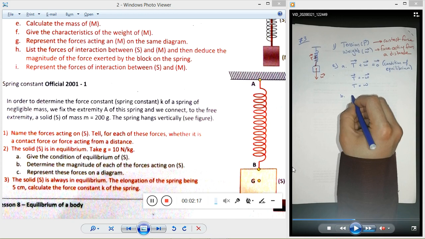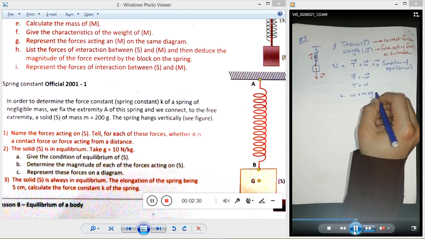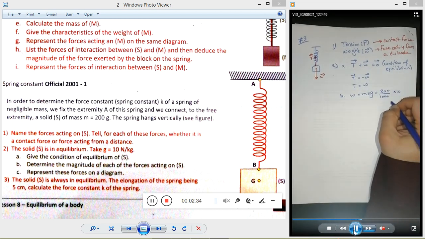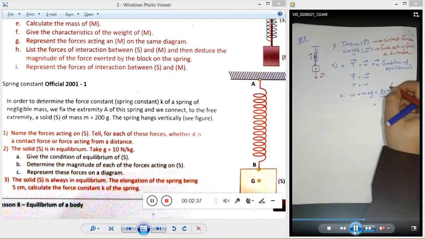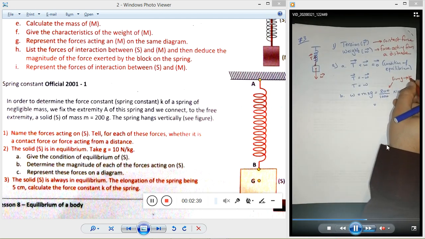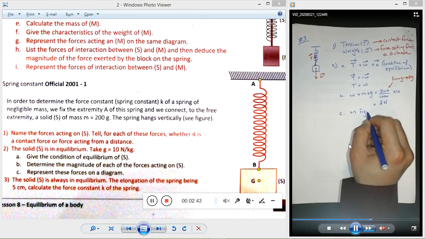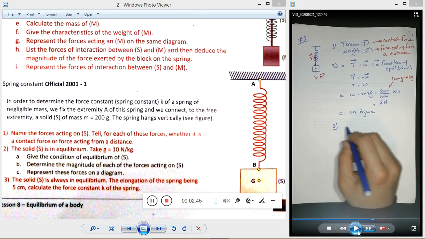Part B, determine the magnitude of each of the forces. We can't calculate the tension since we have neither the stiffness nor the elongation. So we calculate the weight from weight equals mass times gravity, which is 200 divided by 1000. This is the conversion from grams into kilograms. We multiply by the gravity, which is 10. The answer, of course, is about 2 newtons. Part C, represent the forces. We already represented them on the figure.